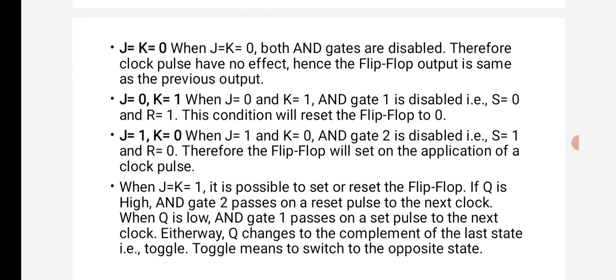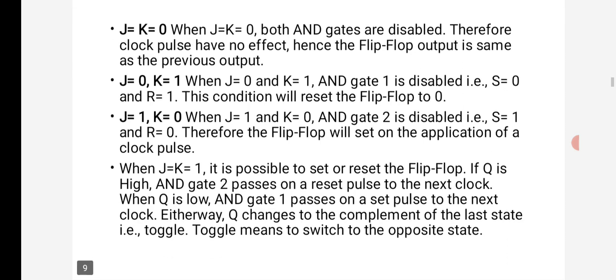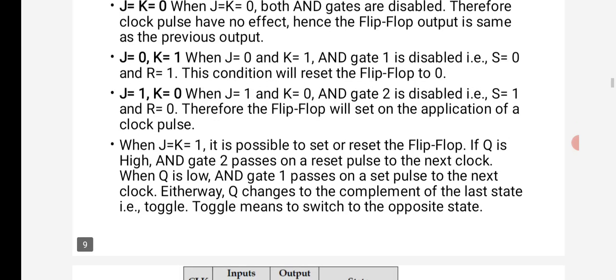Then J is equal to 0, K is equal to 1. When J is equal to 0 and K is equal to 1, AND gate 1 is disabled, so S is equal to 0 and R is equal to 1. This condition will reset the flip-flop to 0. The next one is J is equal to 1 and K is equal to 0. AND gate 2 is disabled, that is S is equal to 1 and R is equal to 0. Therefore, the flip-flop will set on the application of a clock pulse.